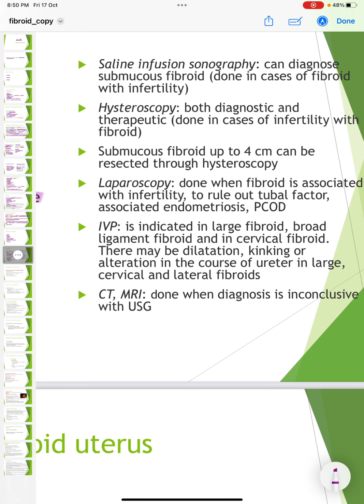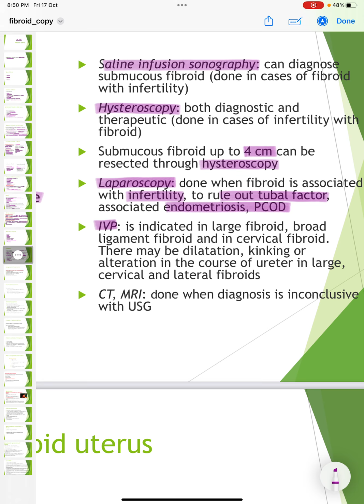Other investigations are saline infusion sonography for submucous fibroid, hysteroscopy, and submucous fibroid up to 4 cm can be resected through hysteroscopy. Then laparoscopy when fibroid is associated with infertility to rule out tubal factor, associated endometriosis and PCOD.